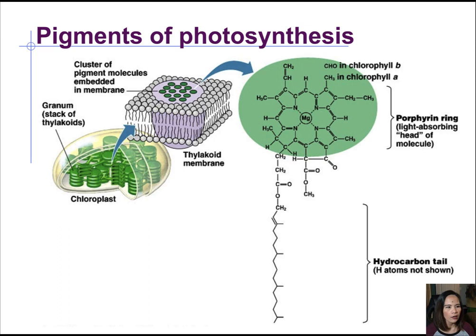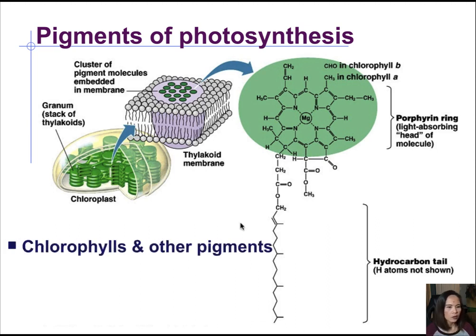So this is another diagram of what is happening during the photosynthesis process in the stroma. So as you can see here, chlorophylls and other pigments are important in order for that light to be converted into chemical energy.